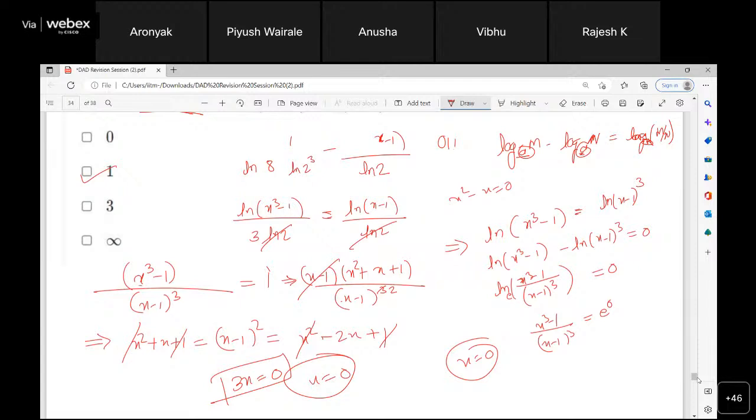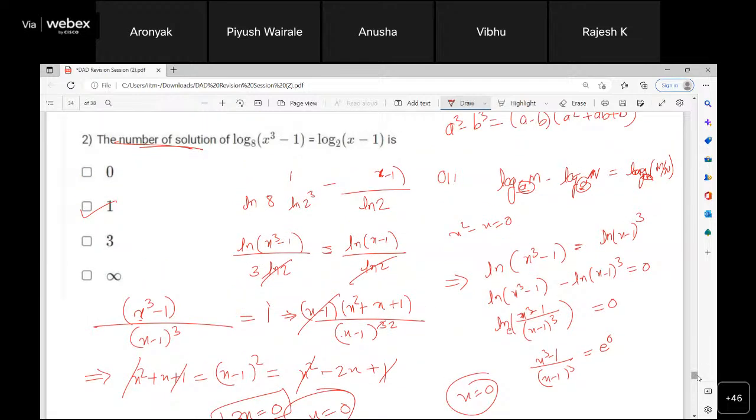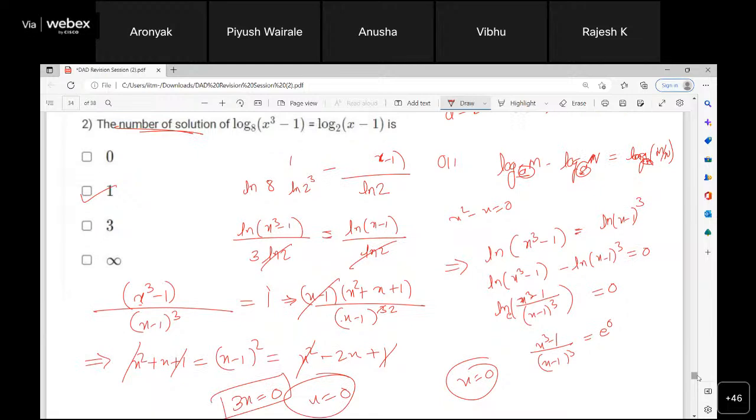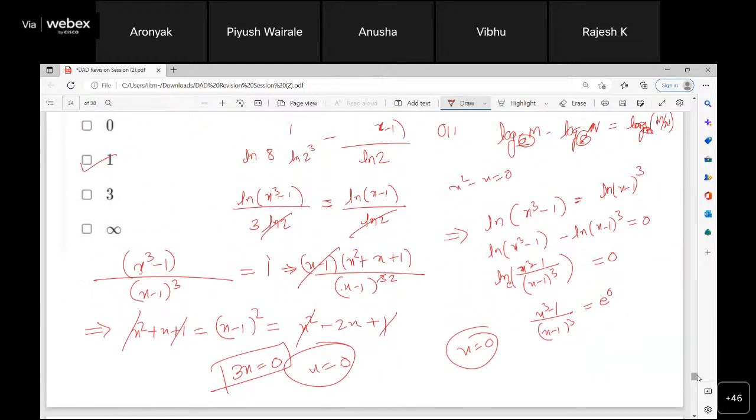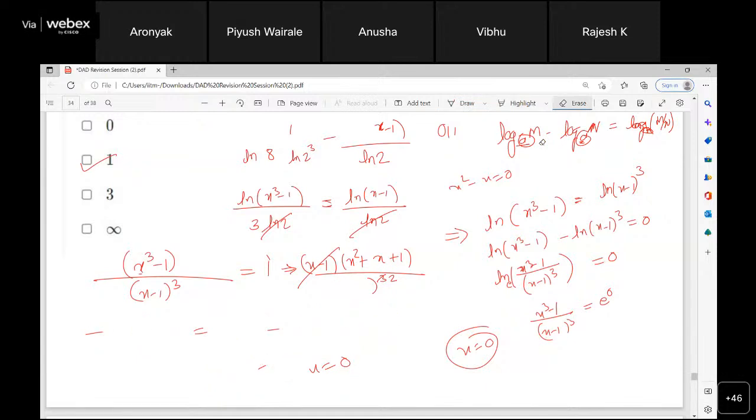But we can't divide by x minus 1, because if x is a solution, then that's an error. So we can't divide like that. I think we need to equate them. We have to take the antilog and then equate them. So, x cube minus 1 equals (x minus 1) whole cube, right?